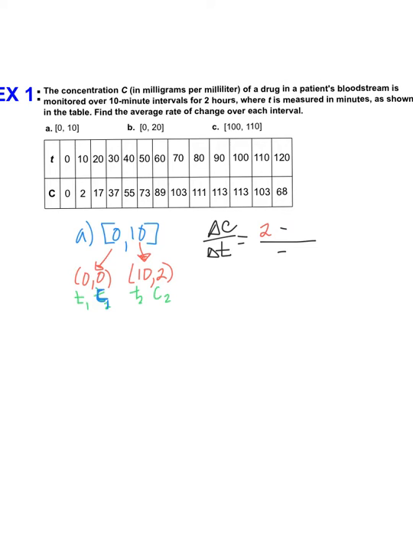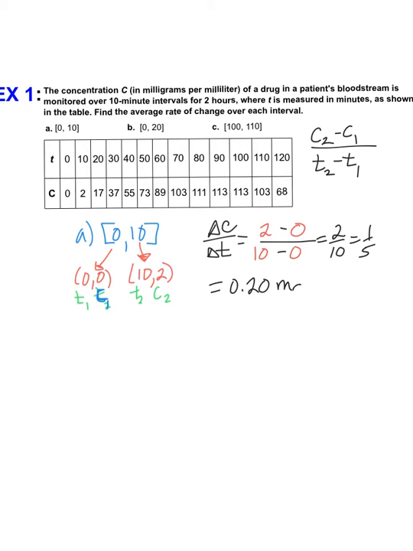So I guess maybe I'll write this up here for y'all. The formula that I'm using right here is going to be c sub 2 minus c sub 1 over t sub 2 minus t sub 1. So that's what you see me putting in here. So my c sub 2 is 2, my c sub 1 is 0, my t sub 2 is 10, and my t sub 1 is 0. So that gives me 2 over 10, which is 1/5. And it's a word problem, so we're going to convert that to its decimal form, which is 0.2 milligrams per minute.